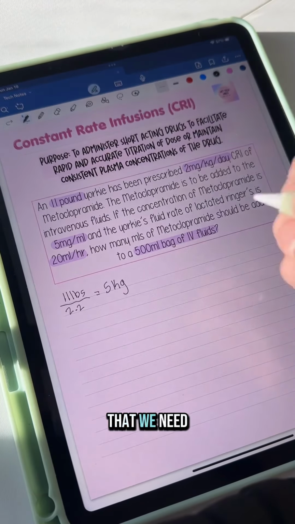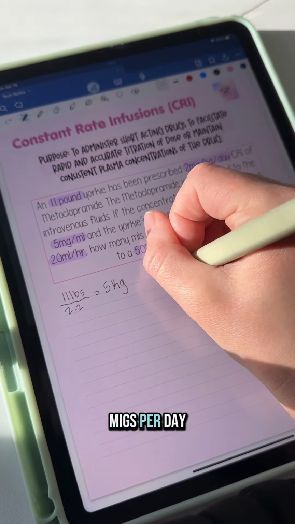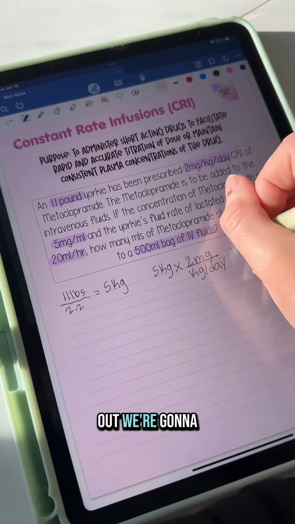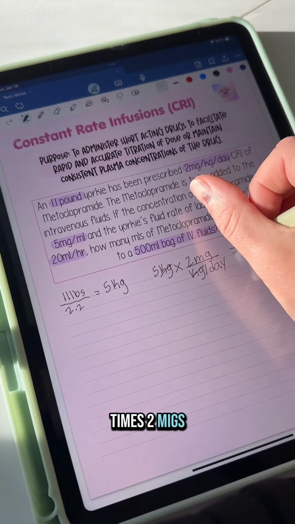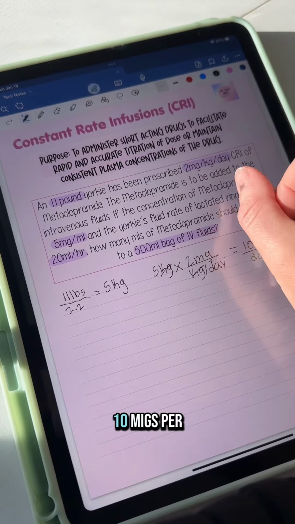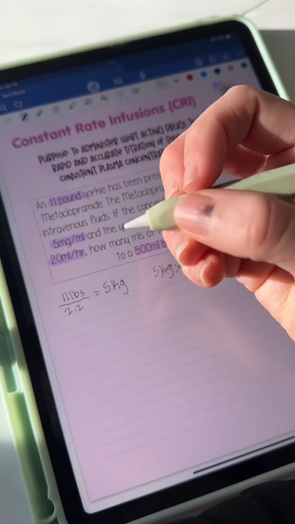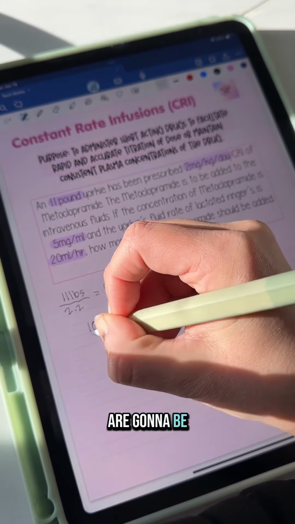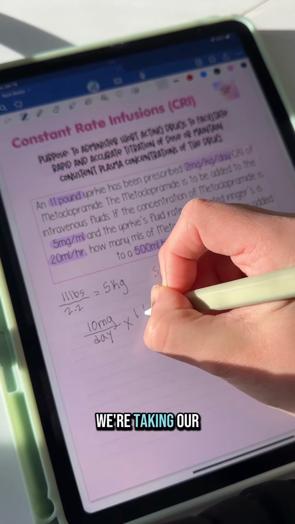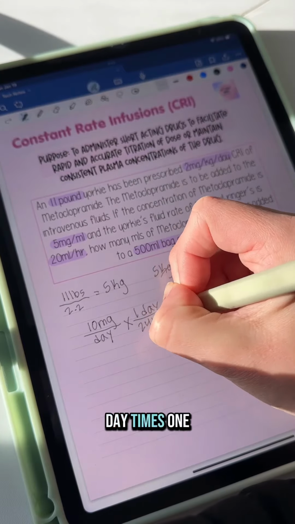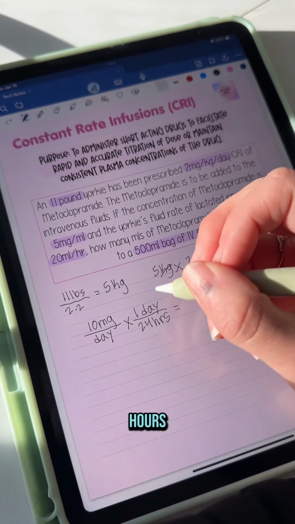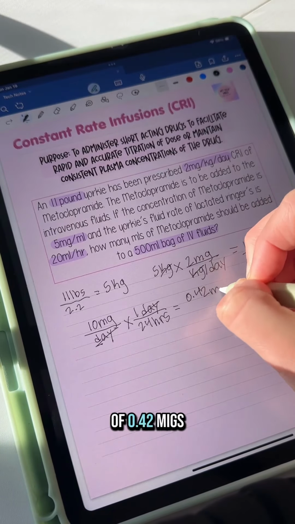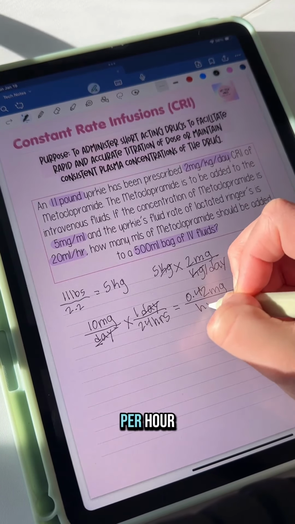The first thing that we need to do is determine how many mgs per day are required based on our patient's weight. To figure this out, we're going to take 5 kgs times 2 mgs per kg a day, which will equal 10 mgs per day. Next, we're going to calculate how many mgs per hour are going to be given. To do this, we're taking our 10 mgs per day times 1 day over 24 hours, which will give us a total of 0.42 mgs per hour.